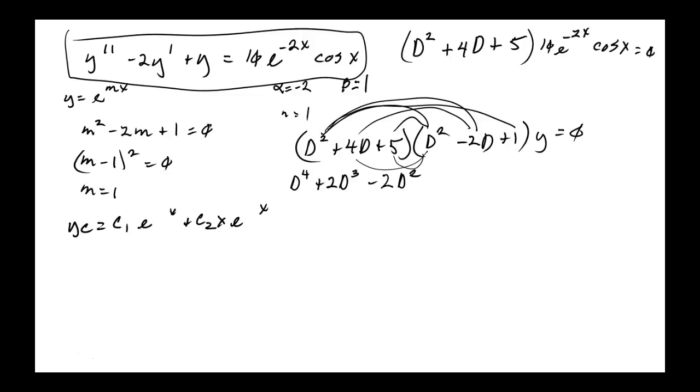Okay, finally. The d terms, okay? Here's a d term, minus 10d, and here's another one, plus 4d. That would be minus 6d. And now we're down to the constant term, and that's plus 5. Okay, all operating on y is equal to 0.